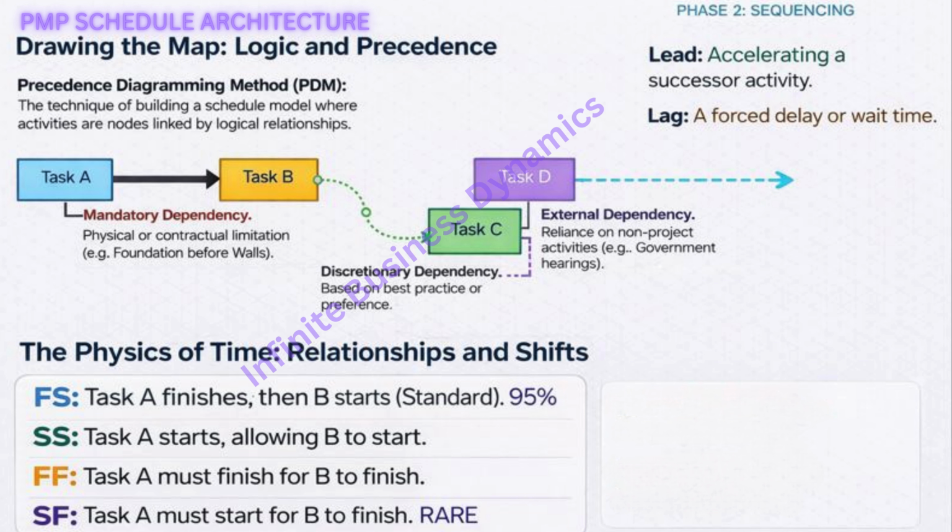That makes sense. But there's one that always trips people up. Start to finish. The SF relationship, it's the weird one, the rarest one. The successor task cannot finish until the predecessor task has started. Which just sounds backward. I can't stop until you begin. Okay, think of a shift change. I'm the night guard, so I'm the successor. I cannot finish my shift and go home until the morning guard, the predecessor, has started their shift. If they're late, I'm stuck. My finish depends on their start.